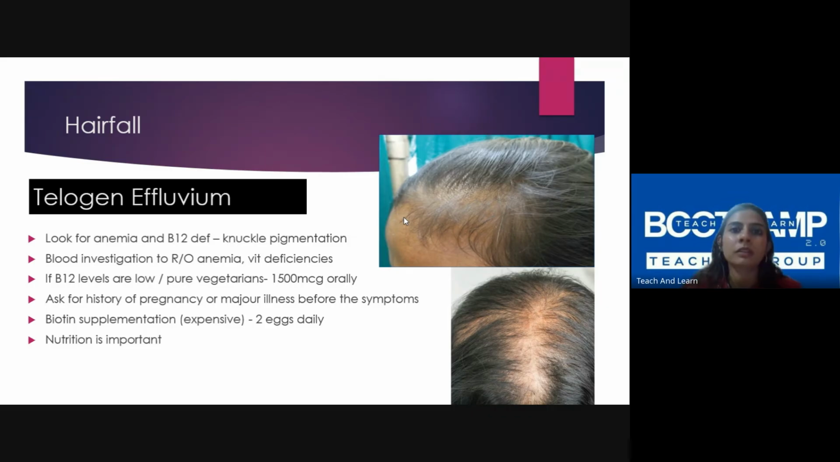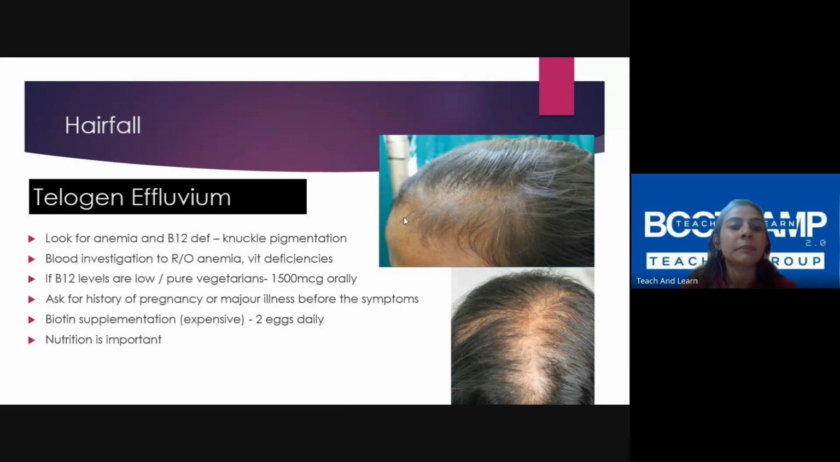So you're gonna look for quite a few things. First, initial common thing that you're gonna look for is anemia and vitamin B12 deficiency. See for knuckle pigmentation. For anemia, you can check the HB and other vitamin deficiency levels. If you have it at your hospital, well and good, or you can ask them to get it done outside and come back. And if the vitamin B12 levels are low, or the patient is a pure vegetarian, you assume the vitamin B12 levels are low, and you can give the 1500 microgram orally stat dose. If they are non-vegetarians, tell them that all the non-vegetarian foods contain B12, so ask them to increase that.